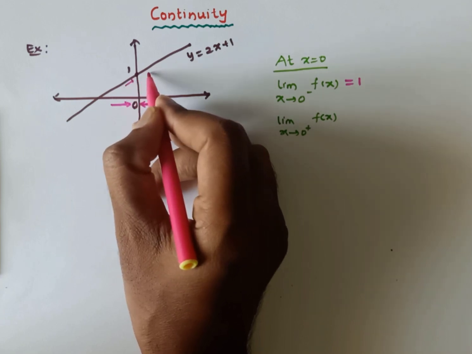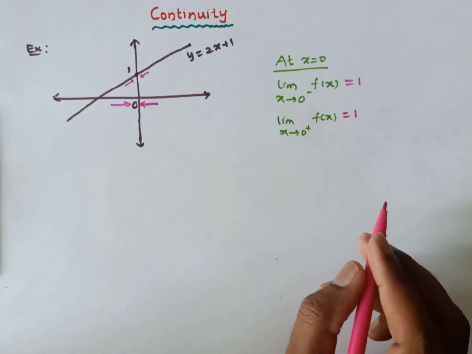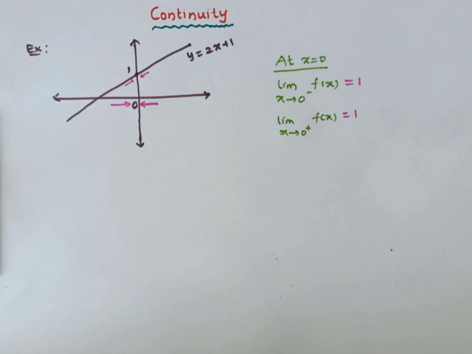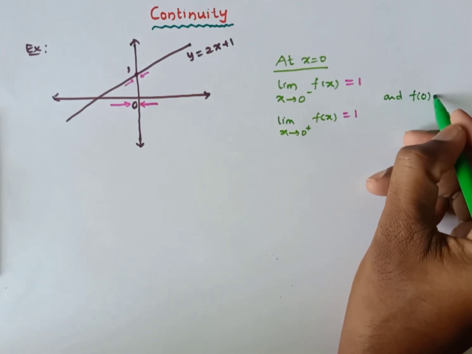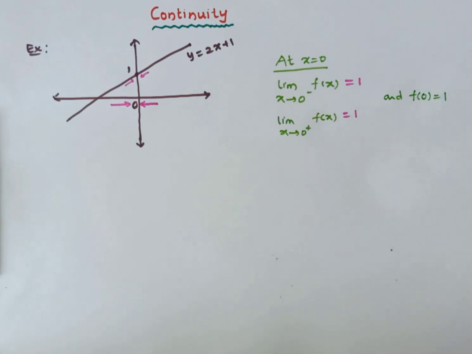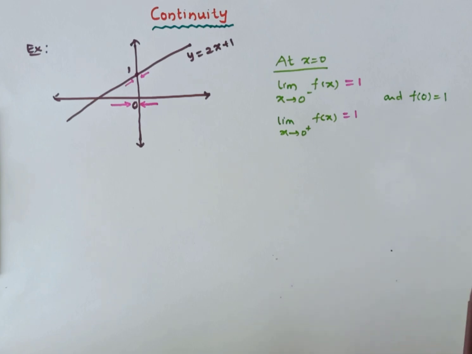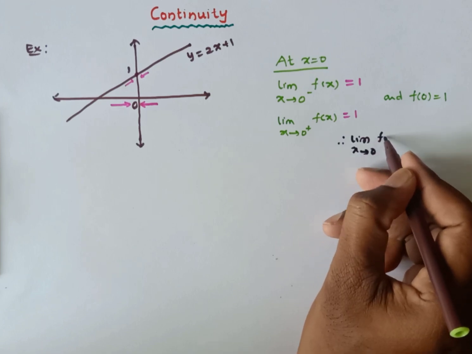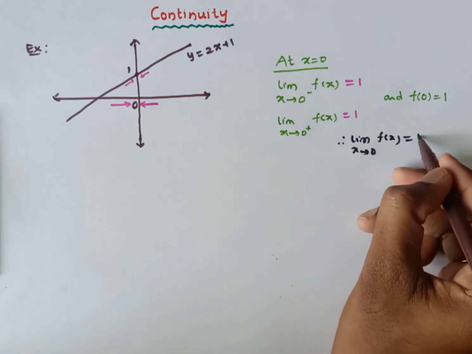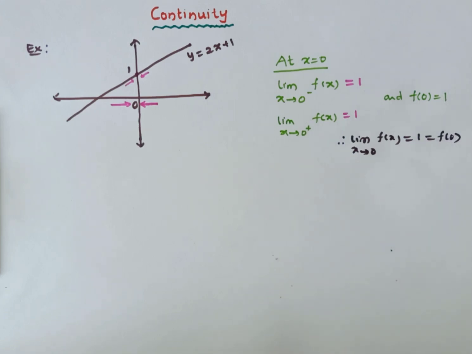So these are the left limit and the right limit, and this is also equal to 1. And what about the function value? Here f of 0 is also defined. f of 0 is also equal to 1. Now the left hand limit exists and the right hand limit exists, so both exist. Therefore we can write the limit as x tends to 0 of f of x equals 1, and that is equal to the function value also. So in this case we say that it is continuous at x equal to 0.